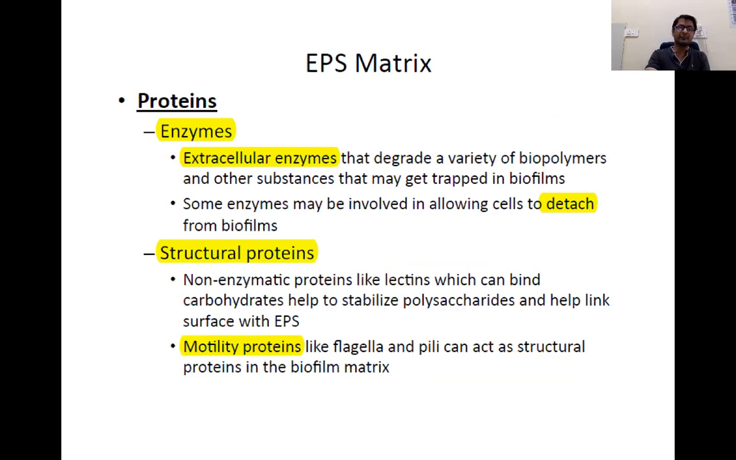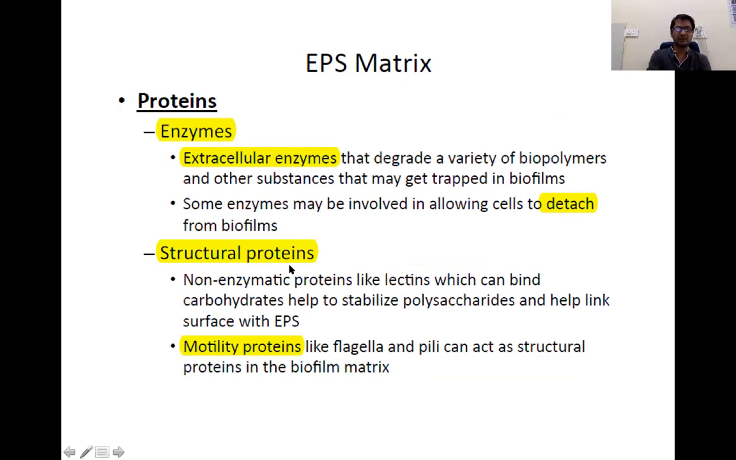Then the second is proteins. As we know, a number of enzymes are required for degradation of different biopolymers which are present in the biofilm or trapped in the biofilm, so that these can be utilized by the microbes as a nutrient. So a number of extracellular enzymes are present that can degrade biopolymers.